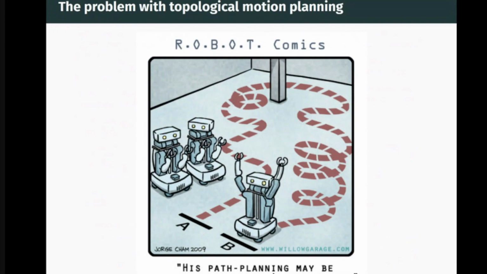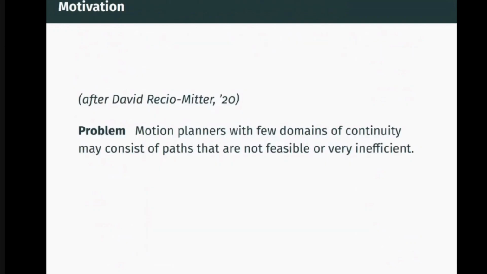So to implement things, we would of course like to know if we can find simple paths. So what is the thing that we can then put here with the additional restriction that we get if we demand that we have simple paths, and what happens if we put this on top? And this was done by David Recio-Mitter, also work from 2020. So this is what I just said.